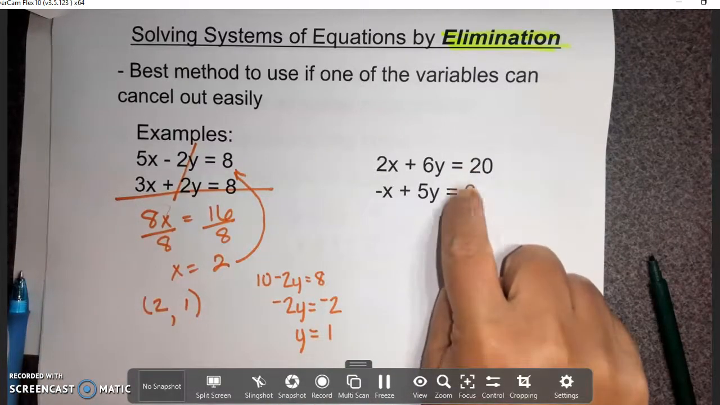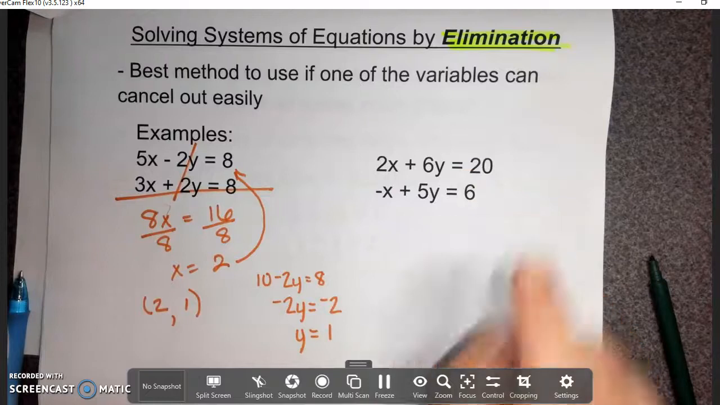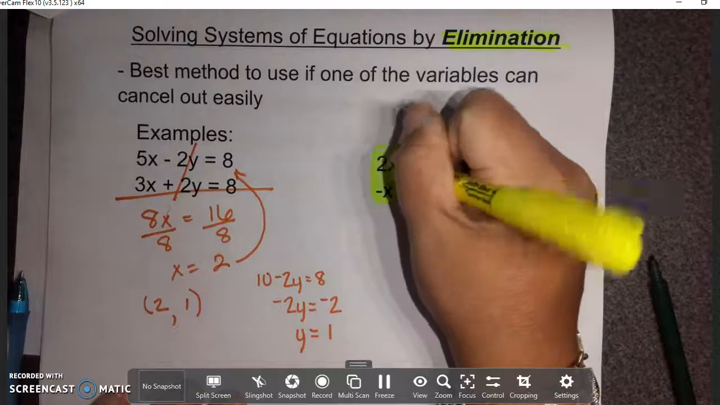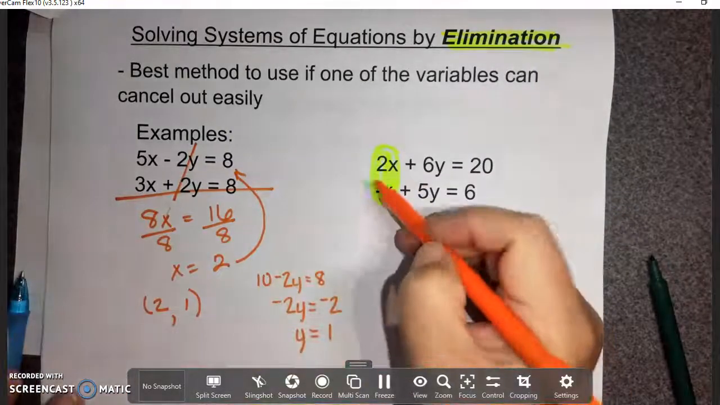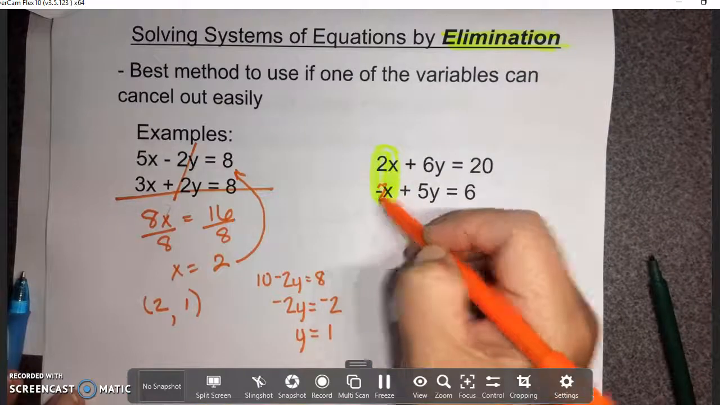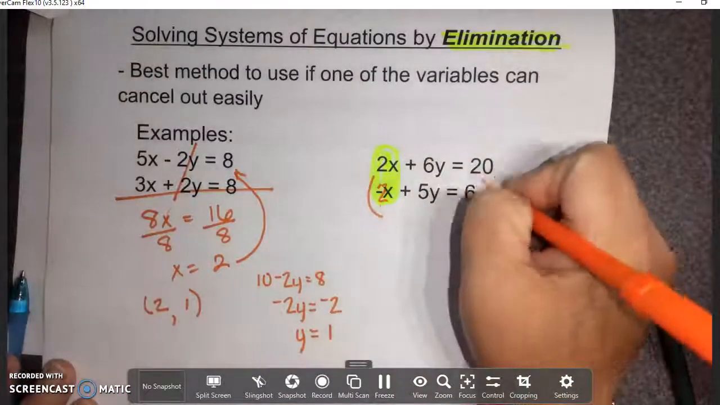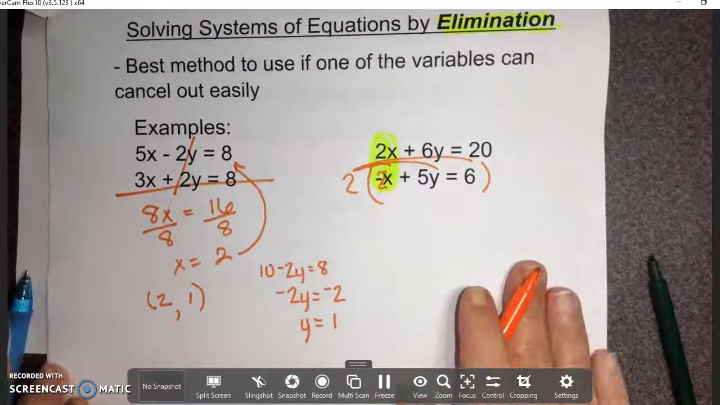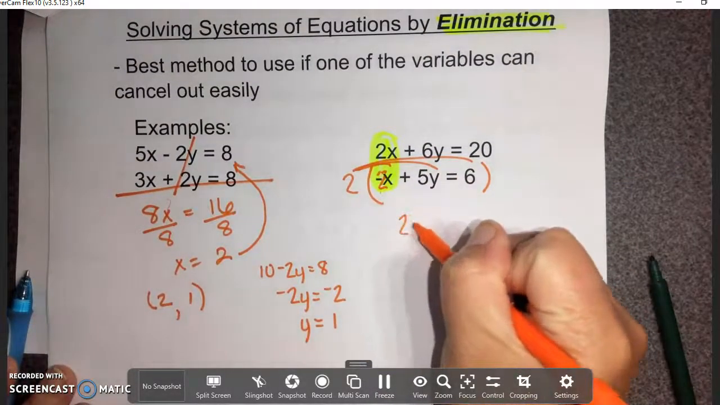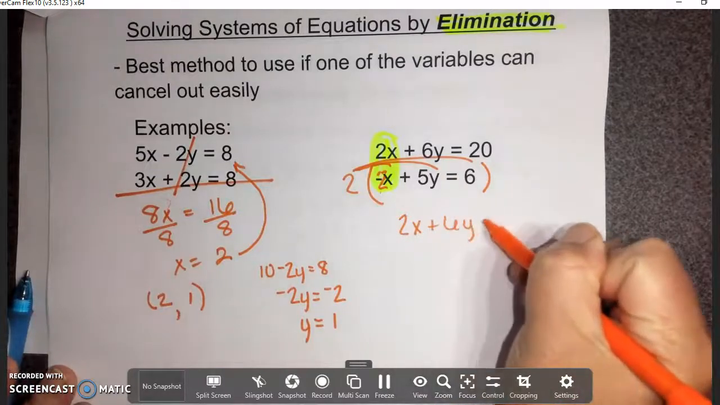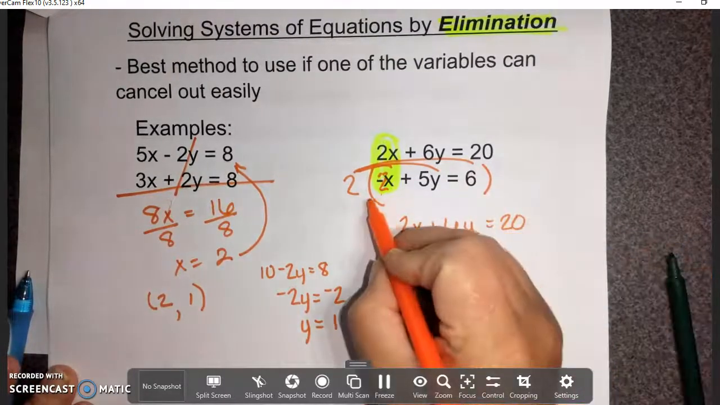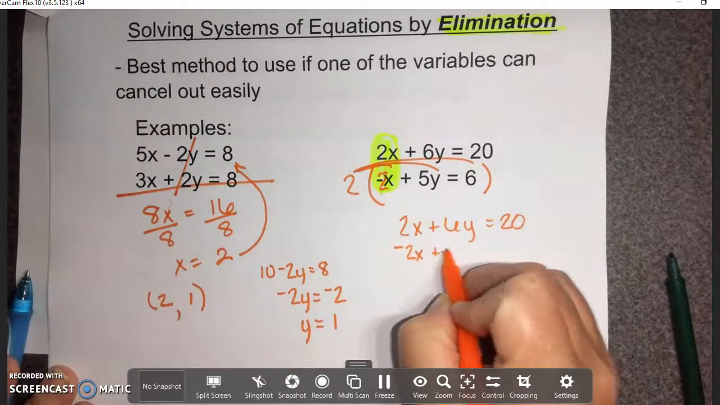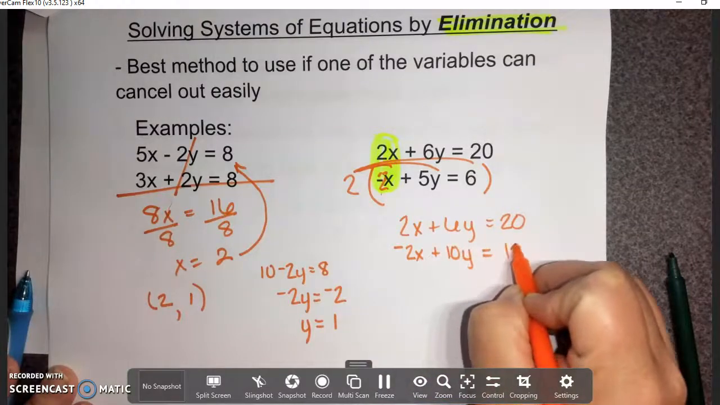Now, this one doesn't have anything that can cancel out right away, but these aren't very far off. Okay? So what is different? Well, this would be nice if it had a 2 here, because it would be positive and negative 2. I can make it that way if I multiply everything in here by 2. Because if I do that, I'm not changing the equation. So my first equation is 2x plus 6y equals 20. I didn't change it yet. But I'm going to multiply each one of these by 2. So I have negative 2x plus 10y equals 12.